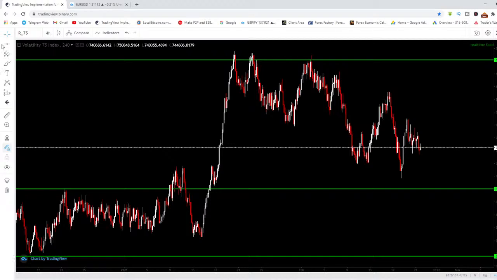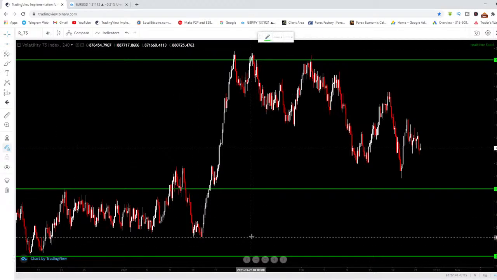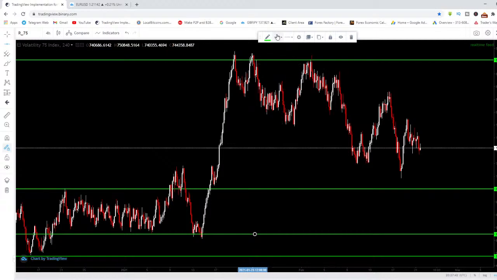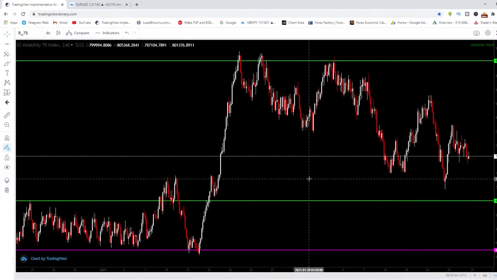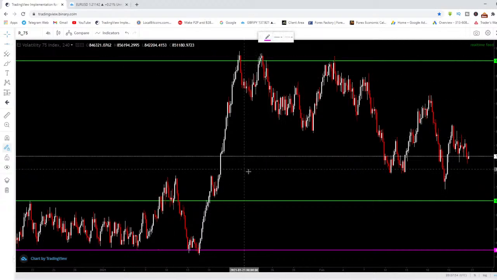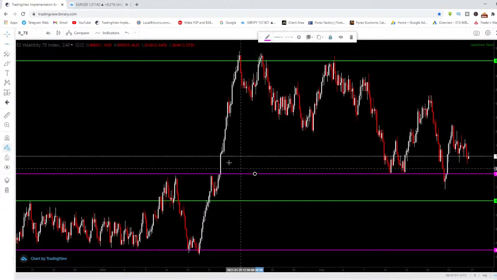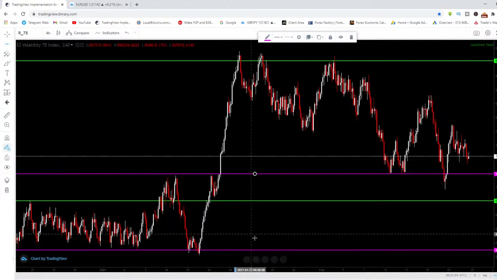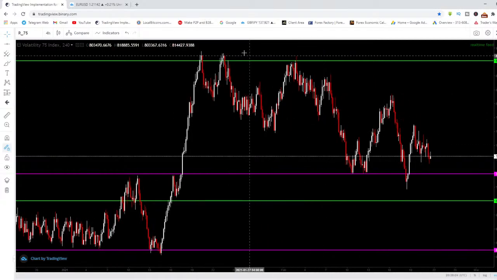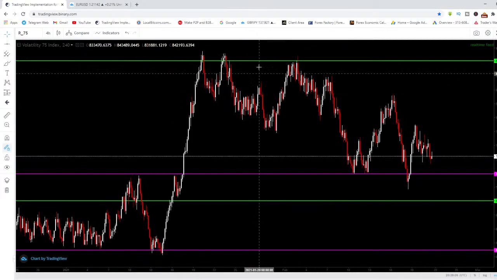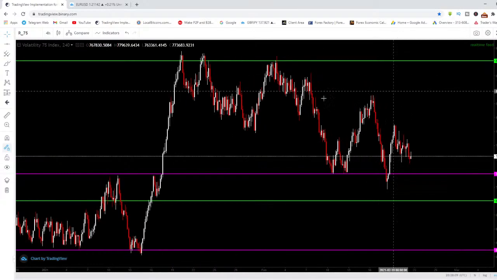So now I'll have to put another support around this zone, and I will change the color to pink because this is gonna be for 4 hour time frame. So this is support for 4 hour time frame now, and I'll still put another support around this zone for this 4 hour time frame, right? So that's just it, and this is my resistance level on the daily time frame, right?